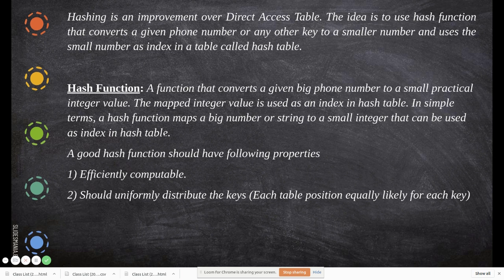So what is a hash function? A function that converts a given big phone number to a small practical integer value. The mapped integer value is used as an index in the hash table. So in simple terms, a hash function maps a big number or string to a small integer that can be used as index in a hash table.